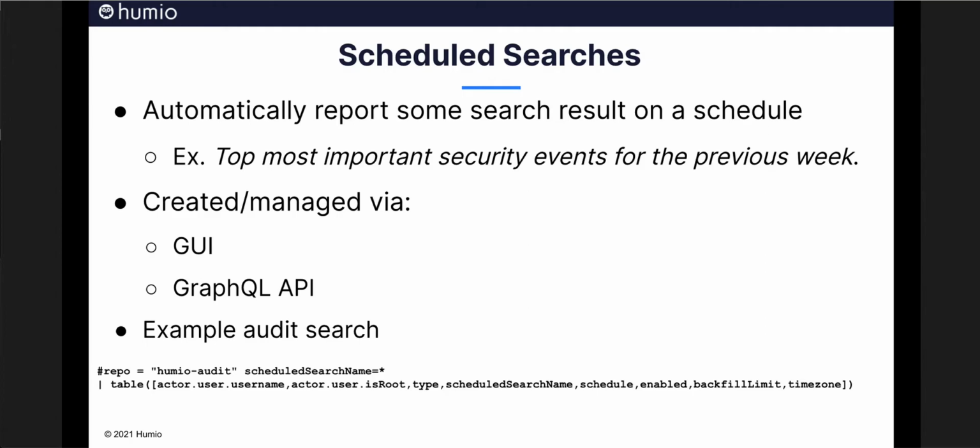Scheduled searches can be managed with the Humio web interface or the GraphQL API. You can also use the Humio audit repository to audit the searches scheduled in your environment.